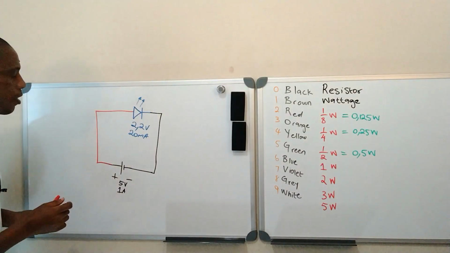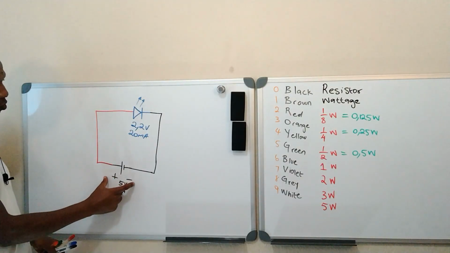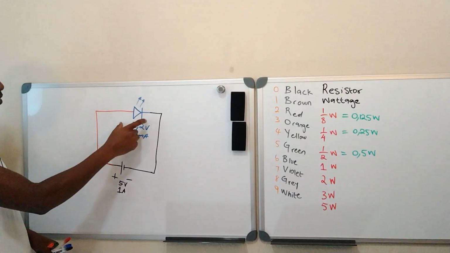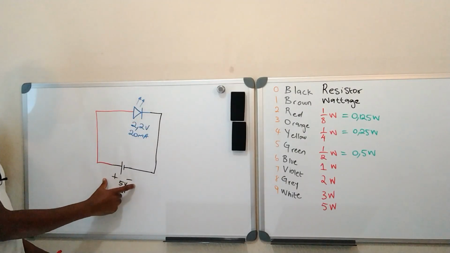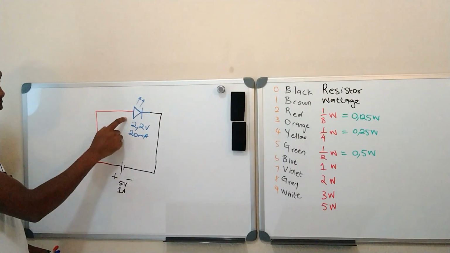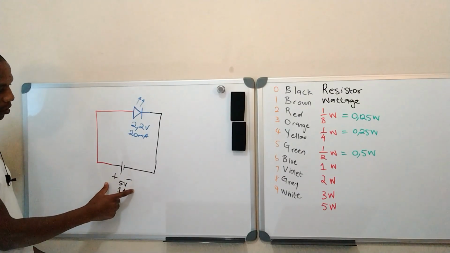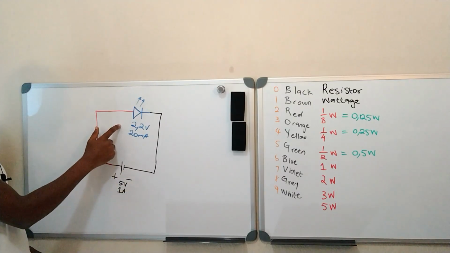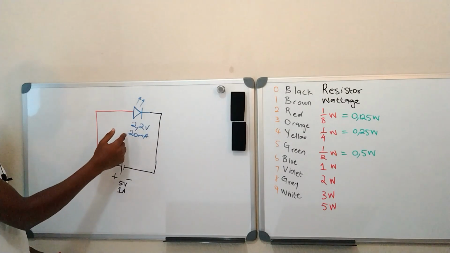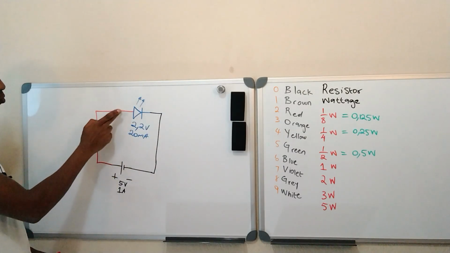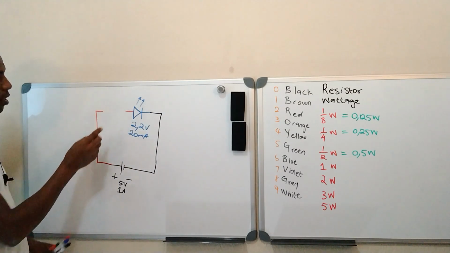So now you can see already that if I try to power this LED using this battery, this much voltage will burn the LED completely. Yes, sir. Because the voltage supply is too high, right? As compared to the voltage that the LED can handle. So now we need to put a resistor somewhere here, right?